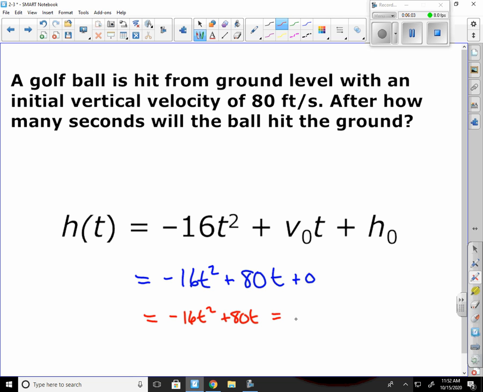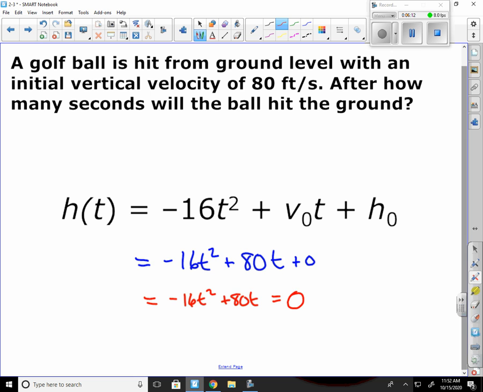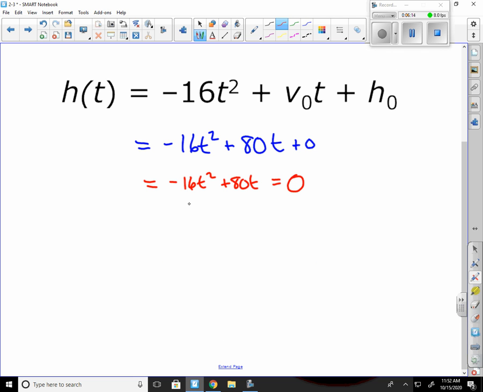So if it hits the ground, that tells me that my height at the end is going to be 0. Now I can factor this out. What do these have in common? Well, there's no third term, so we don't have to factor it like we were doing yesterday. But there are 2 terms here.